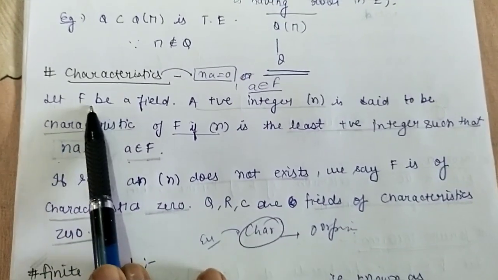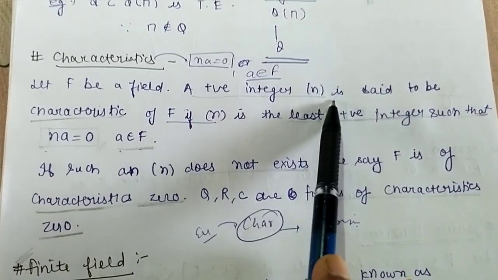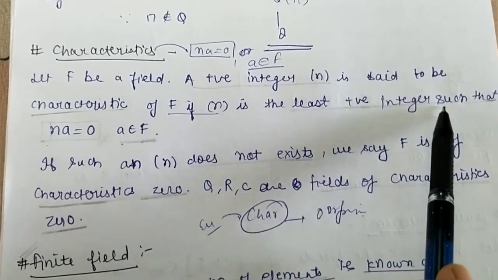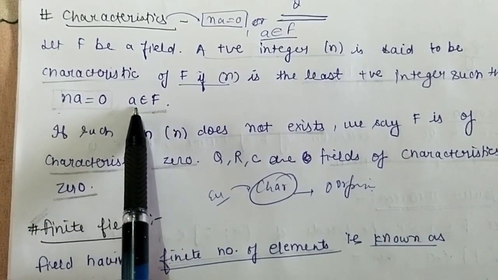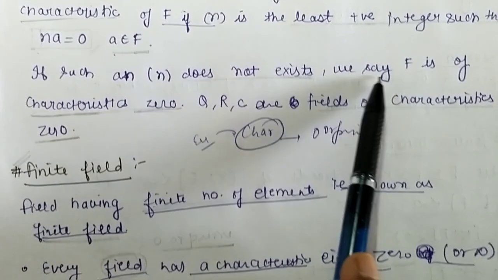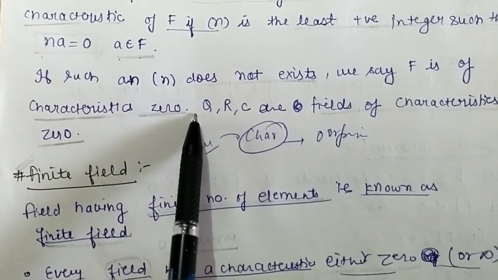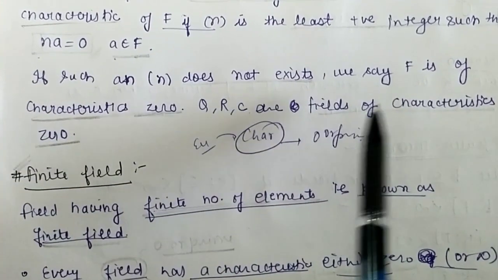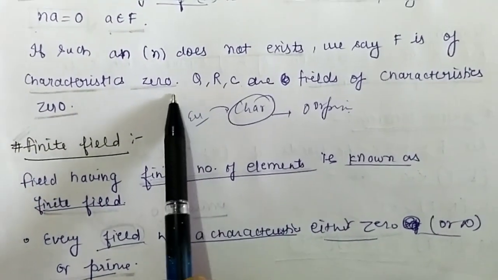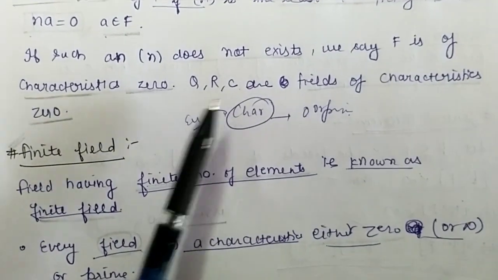What is characteristic? Let F be a field. A positive integer n is said to be the characteristic of F if n is the least positive integer such that n·a is equal to 0 for all a belonging to F. If such an n does not exist, we say F is of characteristic 0. Q, R, C, that is rational, real and complex, are fields of characteristic 0.